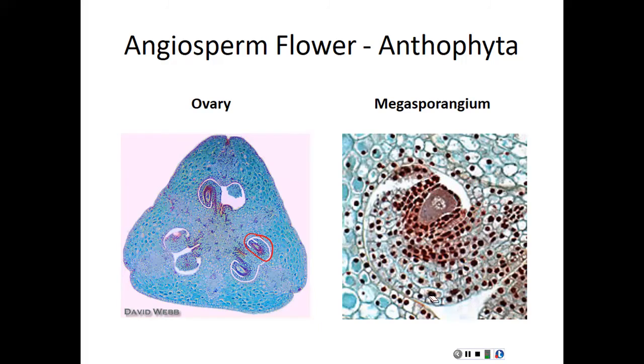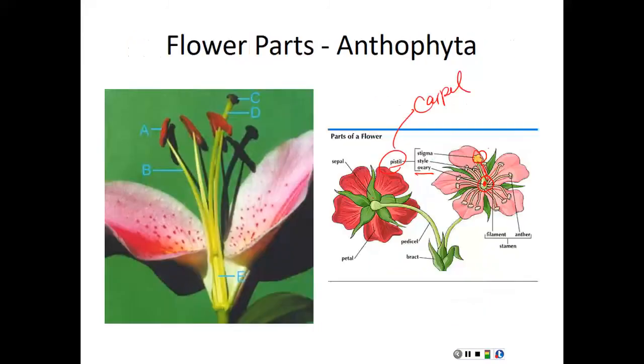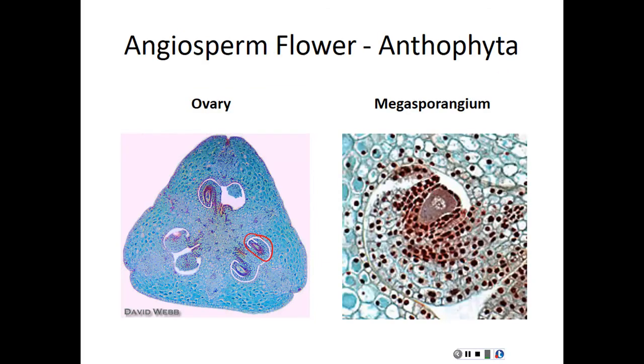So let's look at these structures up close. Imagine that we've taken a cross section right through this ovary wall. Here's what we would see. So this happens to be a lily ovary. And what we have here is what we call a compound pistil made of 3 separate carpels. So it's a result of a fusion of 3 fertile structures.